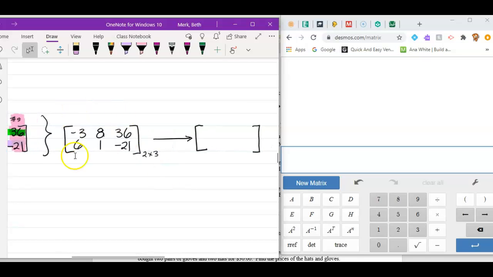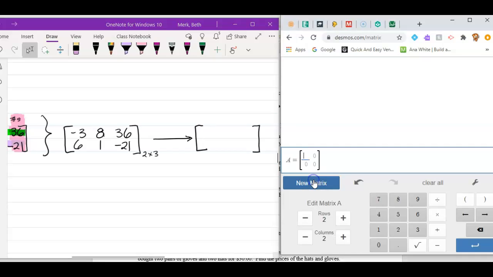All right, this is what we're going to type into Desmos now. So I want a new matrix. Now, this matrix is 2 by 2. Remember, we need ours to be 2 by 3, so I'm going to click plus, and now I have a 2 by 3. I'm going to type -3, tab, 8, tab, 36. You can also just use your mouse and click on it. 6, 1, -21.